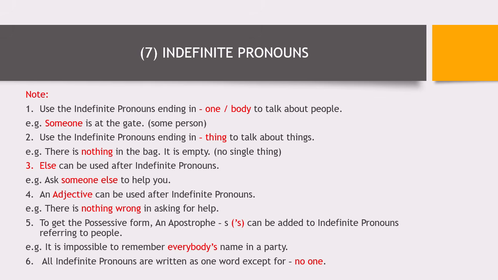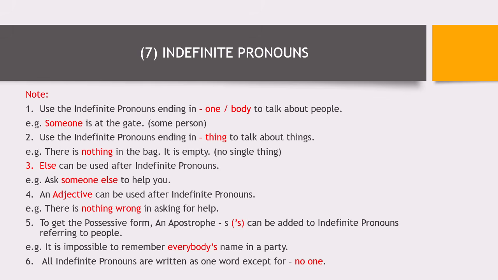Indefinite pronouns. Note: Use the indefinite pronouns ending in one or body to talk about people. Example: Someone is at the gate. Someone refers to some person. Use the indefinite pronouns ending in thing to talk about things. Example: There is nothing in the bag. It is empty. Nothing means no single thing.